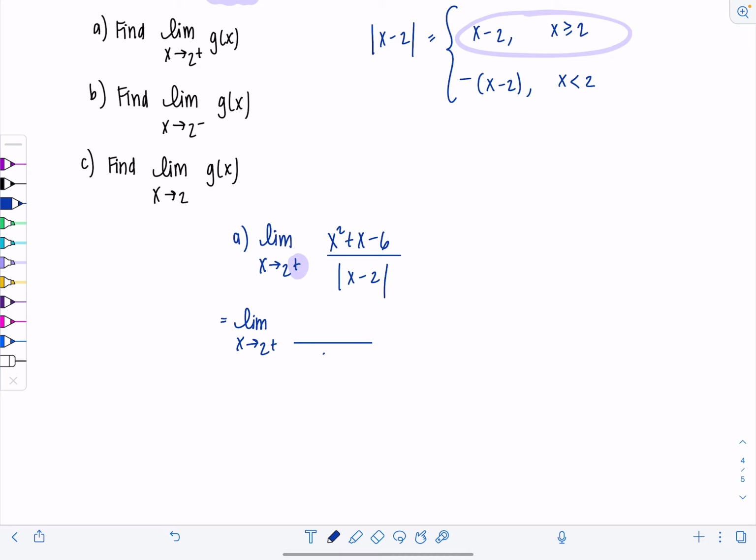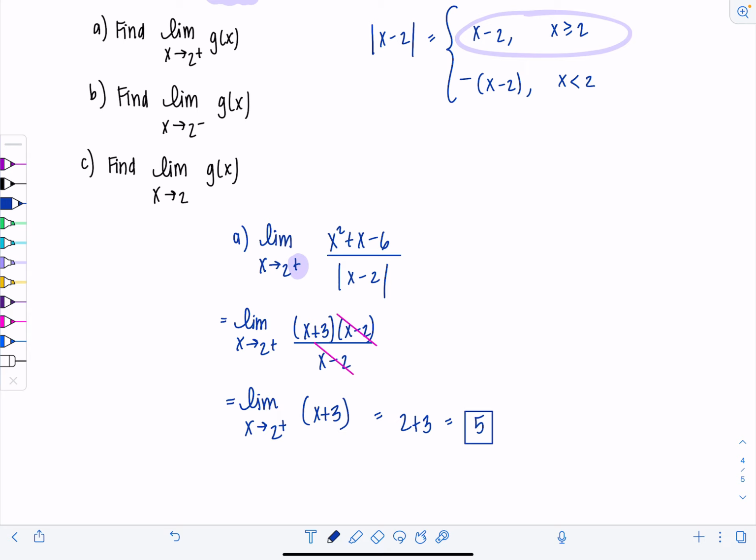And then while we're at it, let's just factor that numerator. X squared plus x minus 6, that's going to factor into x plus 3 times x minus 2. And then bam, x minus 2 cancels. We love it. And we have the limit as x approaches 2 from the right of x plus 3. All right, and now we are good to go. Just substitute in 2 for x. So this limit's going to be 2 plus 3, which is 5. Voila.